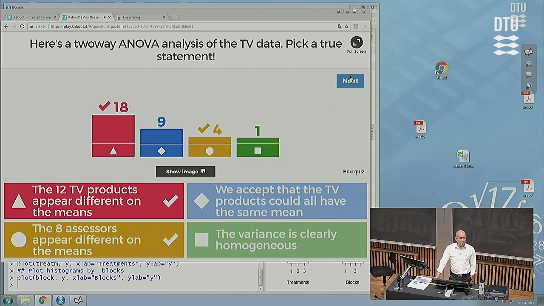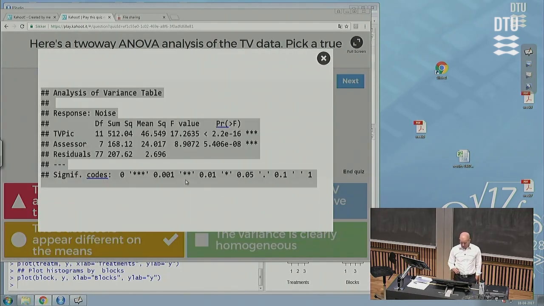Okay, you're doing well. I didn't even teach you this output yet, and still you got the point, most of you, which is good. Here you for the first time see an output from a two-way ANOVA. It's very much like the output from one-way ANOVA. There's just one more row.